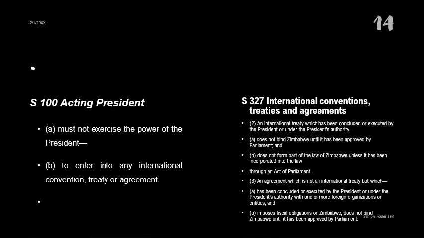Now, as we continue on, we are looking at provisions within our constitution that bridge the gap between international environmental laws as well as national law. And one of those provisions allows the president to get into treaties. Section 327 says that an international treaty which has been concluded and executed by the president does not bind Zimbabwe unless approved by the parliament. So they're just saying that it has to be domesticated first for it to be binding.